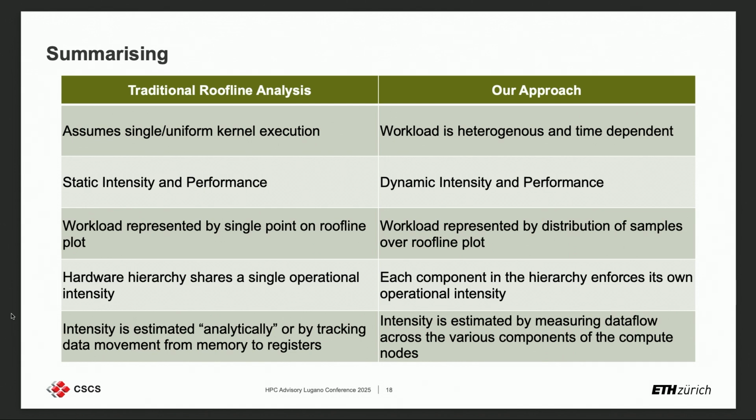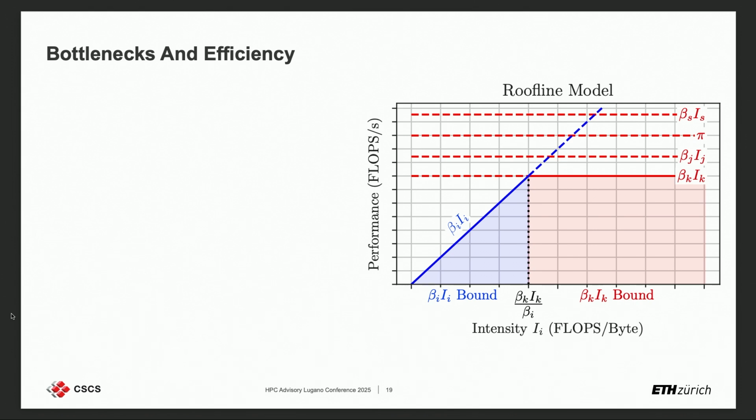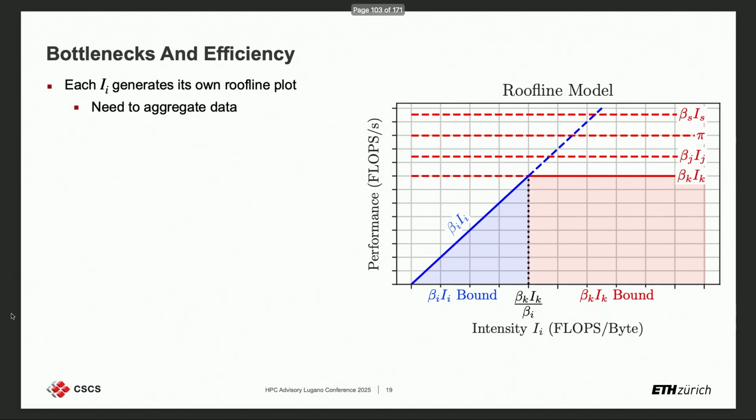And this brings me to talking about bottlenecks and efficiency. We spent a lot of time talking about how to project these performance constraints, and now the question is, how do we use them to derive more meaningful metrics that we can use to understand what is going on with our workload? Now, as I mentioned, each component generates its own operational intensity, which in turn generates its own roofline plot. And so we need a way to aggregate this data.